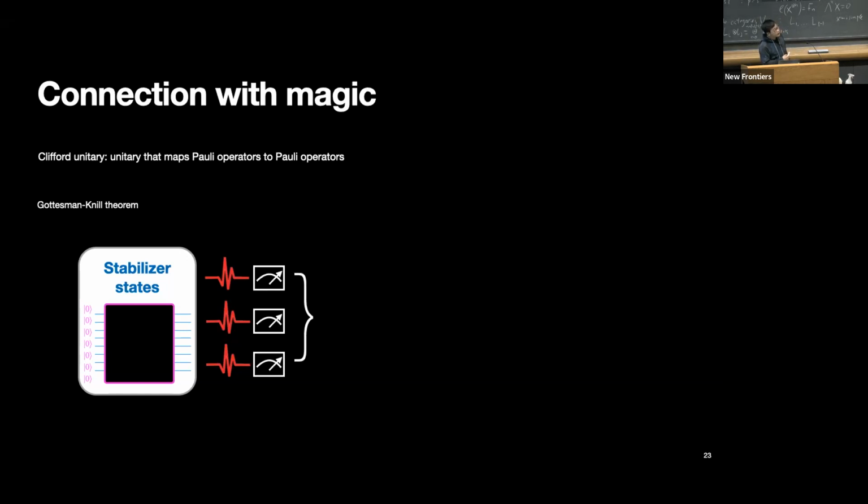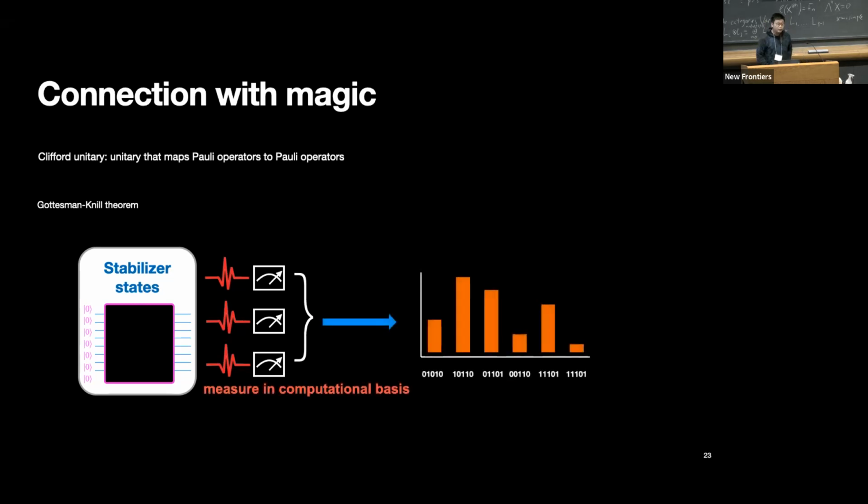And this family of unitaries is not universal. Not all unitaries can be generated by Clifford unitaries. In fact, it's a very small family of unitaries. And the states generated by the Clifford unitary on the 0 state are called stabilizer states. And if we measure the stabilizer state or stabilizer circuit in the computational basis, then the outcome can be simulated on a classical computer efficiently. Here, efficiently means in polynomial time.